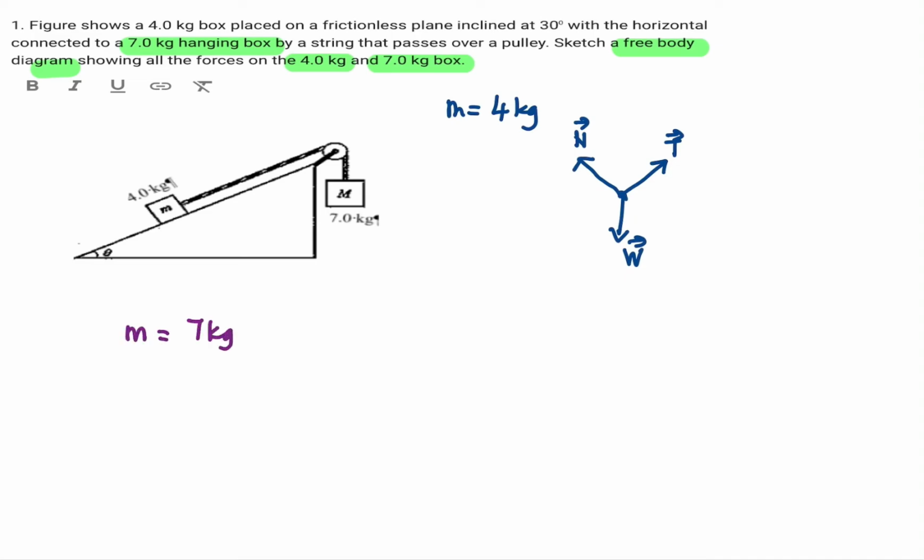How about for the 7 kilogram box? What you have here is the tension and also weight. So this one is considered as weight too. So this is M2, while this for the 4 kilogram is M1, so W1 here. Okay, so this is the free body diagram for the 4 kilogram and also 7 kilogram separately.